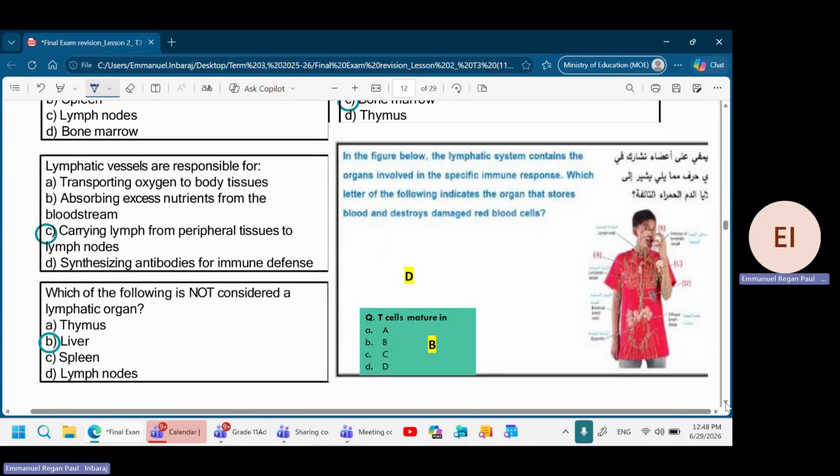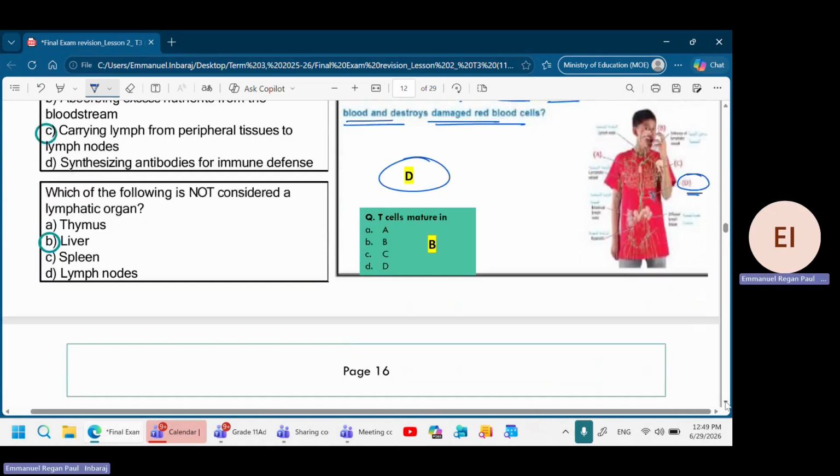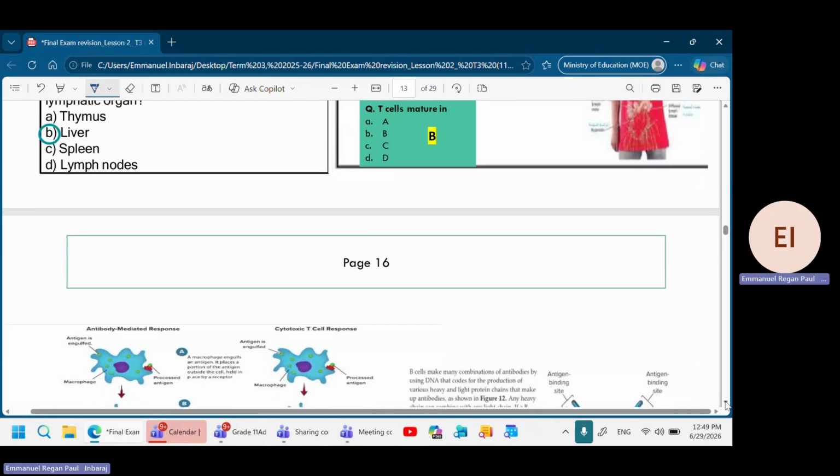Now let's see one of the questions here. In the figure below, the lymphatic system contains organs involved in specific immune response. Which of the following lymphatic system organs destroys damaged red blood cells? So you should know that it is the spleen. The damaged red blood cells are destroyed by the spleen. So the answer is D, I think. Yeah, it's D. The answer is D. Okay, so this way you need to do this.